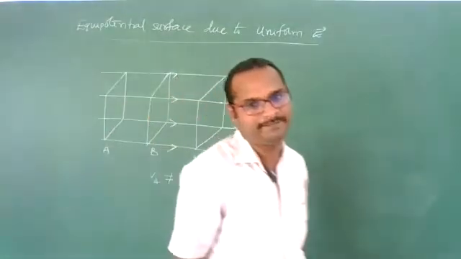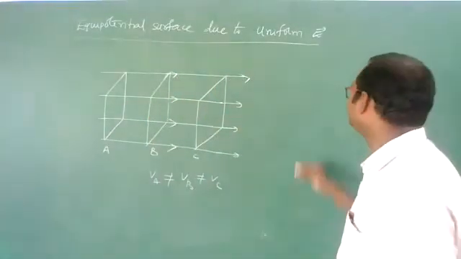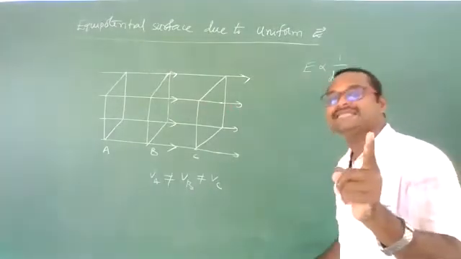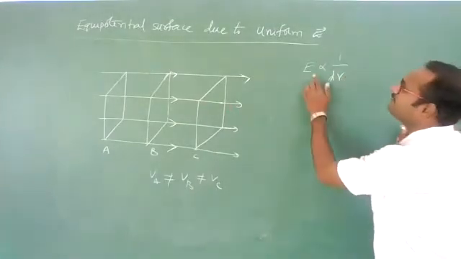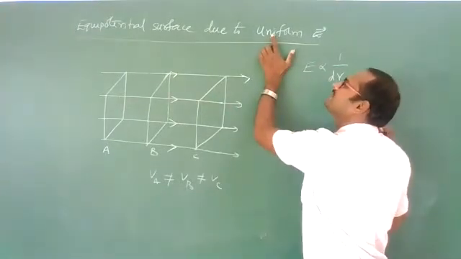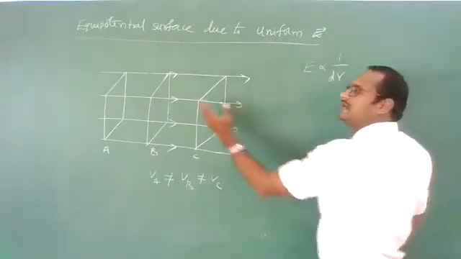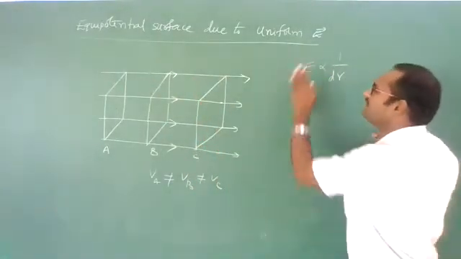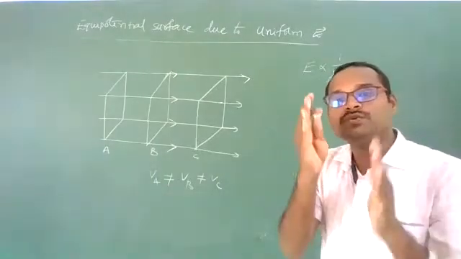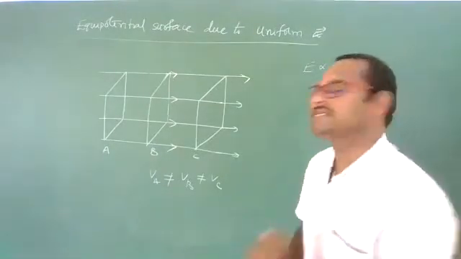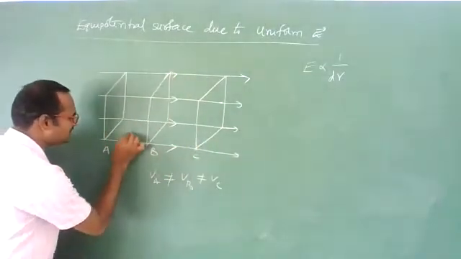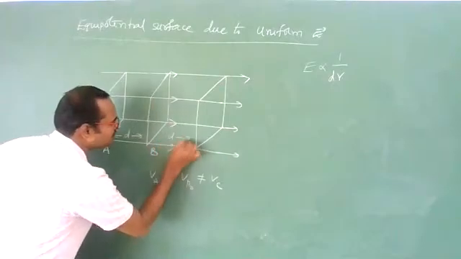Now remember the third point. E is proportional to 1 by dr. If it is an equipotential surface, then electric field strength is inversely proportional to distance. Just now I have taken a uniform electric field. If the electric field is uniform, it means at each and every point the electric field strength is equal. If E is equal, then dr is also equal, meaning the separation between any two equipotential surfaces should be the same. So that's why I have taken this separation equal. Imagine this is d distance, then this is also d distance.